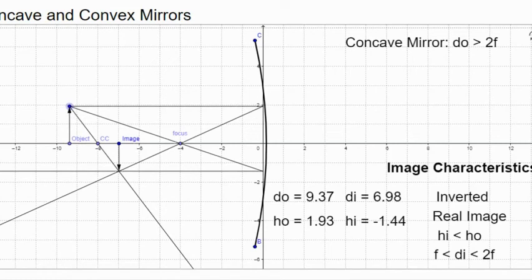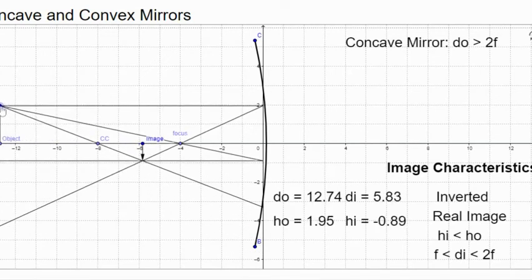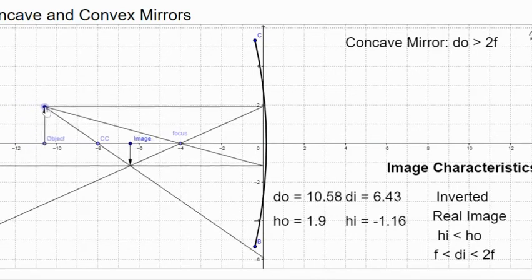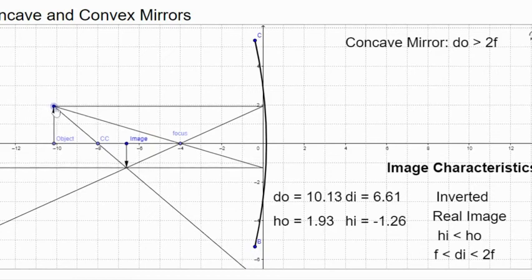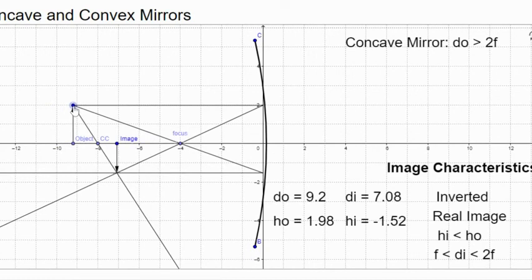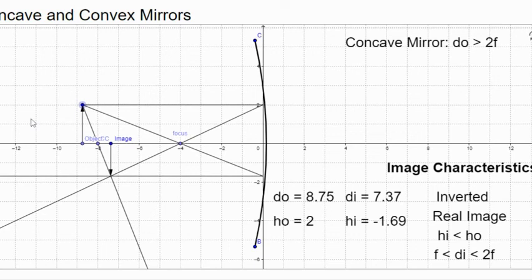Now, in the next video clip that I'm going to make, we're going to see what happens when the object is precisely at the center of curvature. But before I make that video clip and tell you what happens, I want you to predict what you think is going to happen to where the image is and how big the image is. Look at what's happening as I'm moving that object closer. I want you to predict what the image distance will be and what the image height will be as the object gets closer and closer to the center of curvature. We'll do that in video clip number 3.